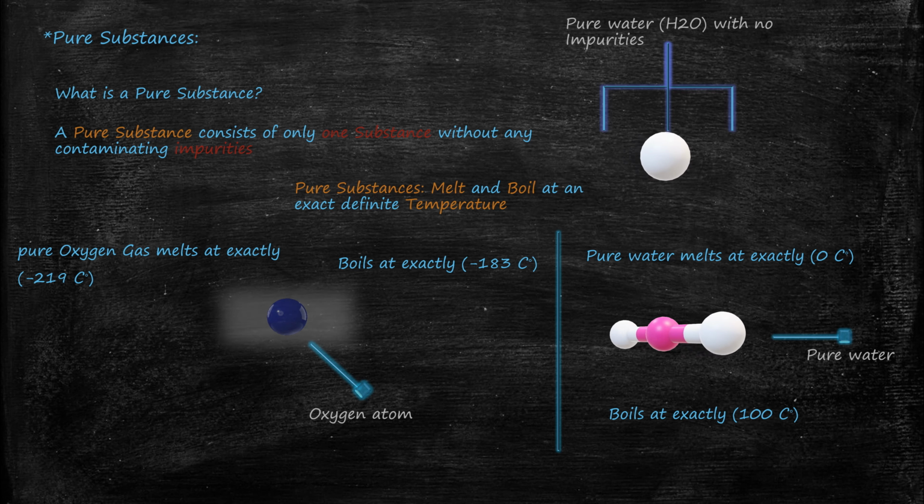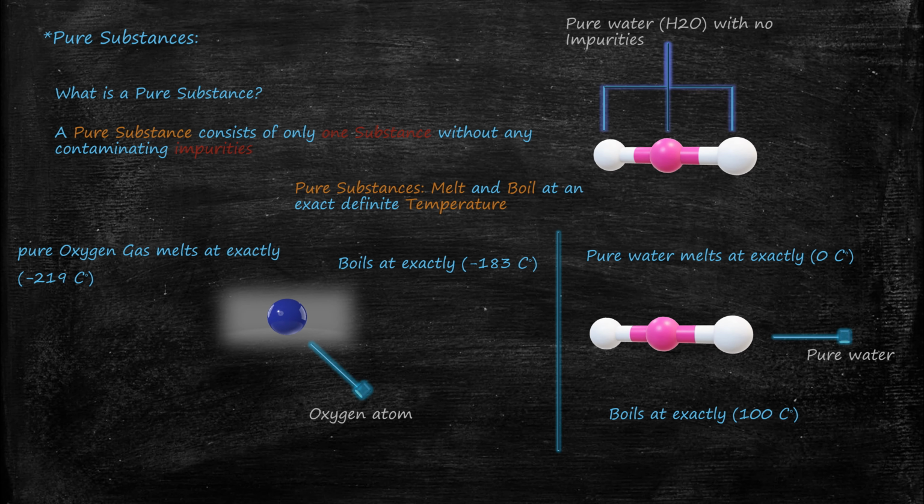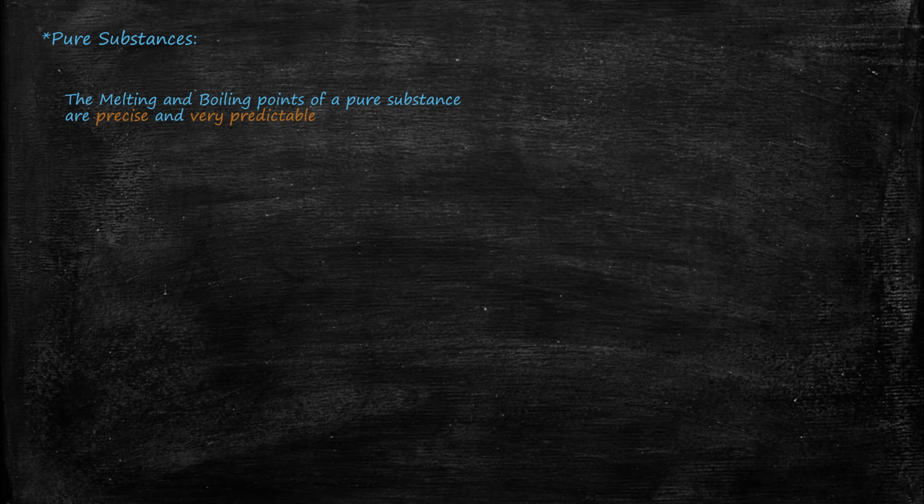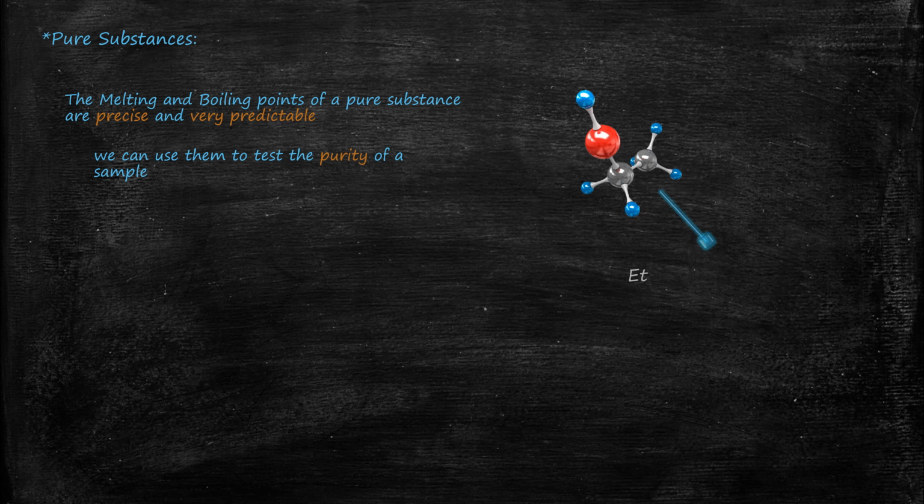Another great example is pure water. It melts at exactly 0 Celsius and boils at exactly 100 Celsius. The values for the melting and boiling points of a pure substance are precise and very predictable. This means that we can use them to test the purity of a sample.